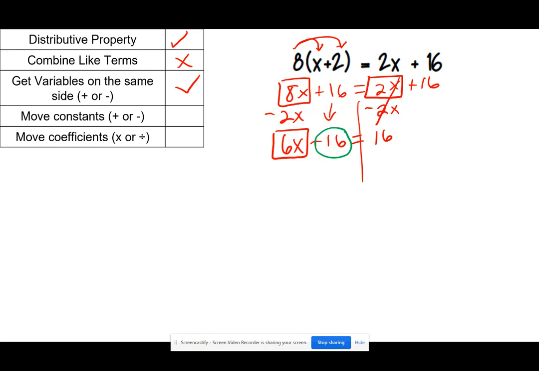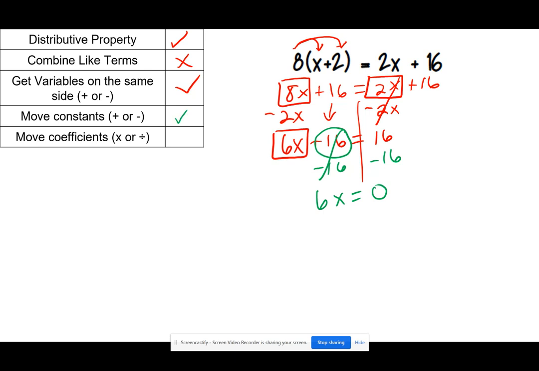Since it was a positive 16, the inverse of adding 16 would be to subtract 16. And whatever you do to one side, you have to do the same thing to the other. So we know 16 minus 16 is 0. So we have 6x equals, and then 16 minus 16 is 0. So my constant is moved away from my variable.